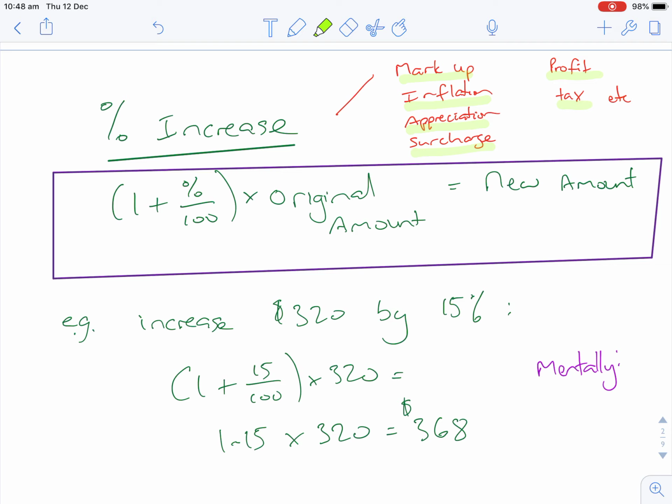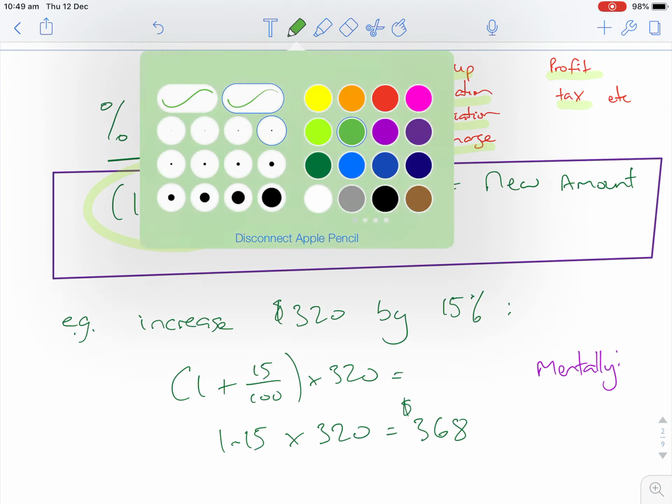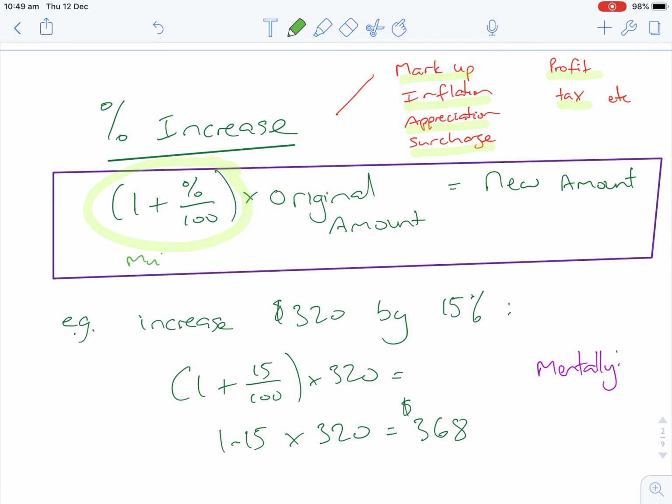So look for your buzzwords, and then once you know that you're definitely going up, you're going to apply this formula here. So basically what we're doing here is we're using a multiplier. So this 1 plus whatever my percentage is on 100 is what we call a multiplier. I'll write that underneath so that you remember. So that bit there is what we call a multiplier, and we call it that because we're going to multiply this number by our original number to find our new amount.